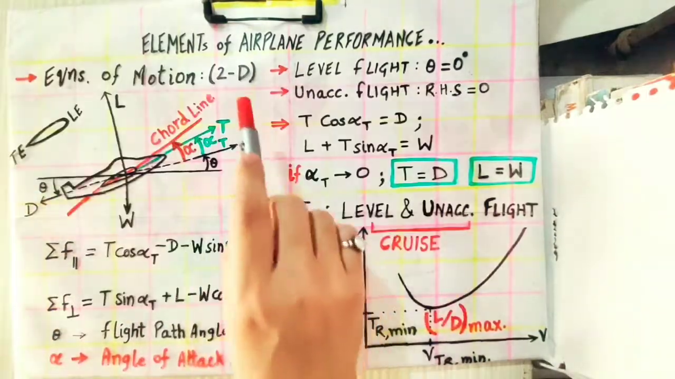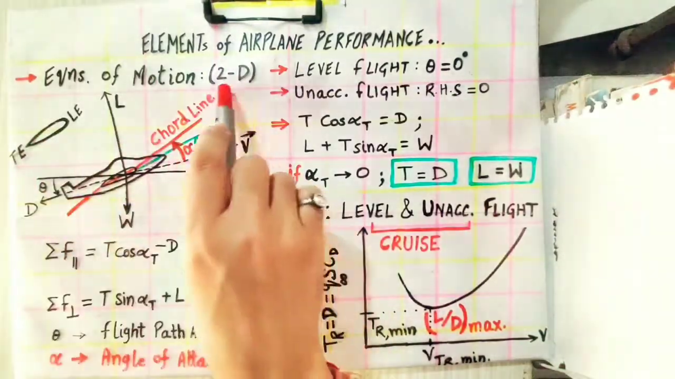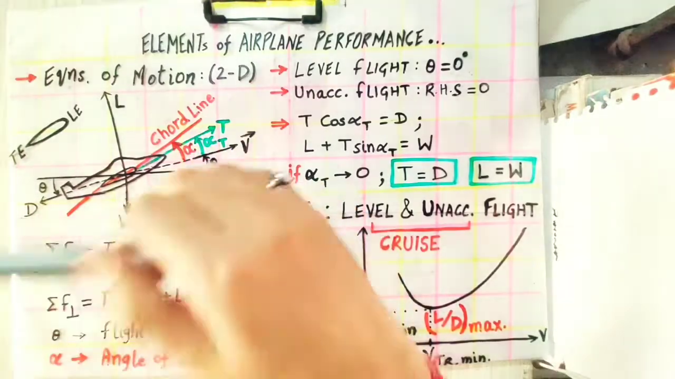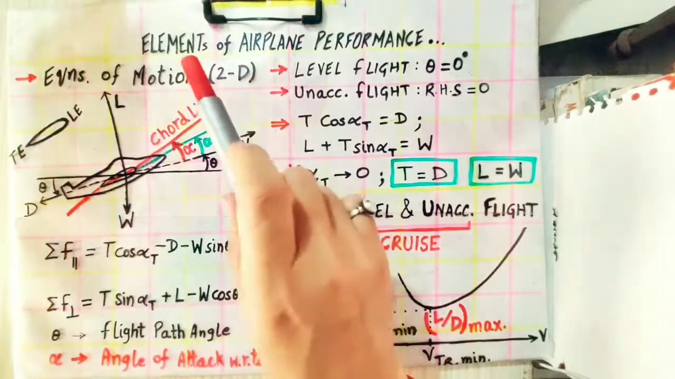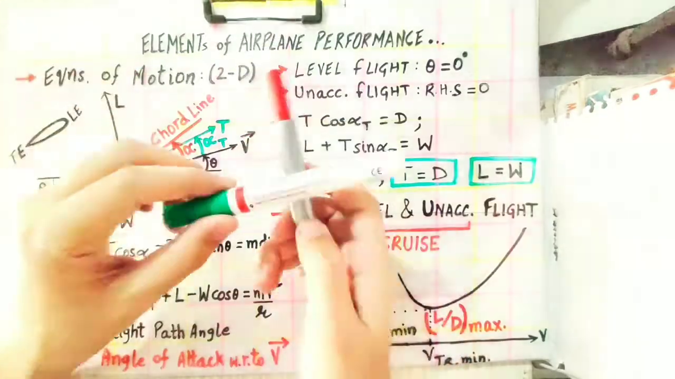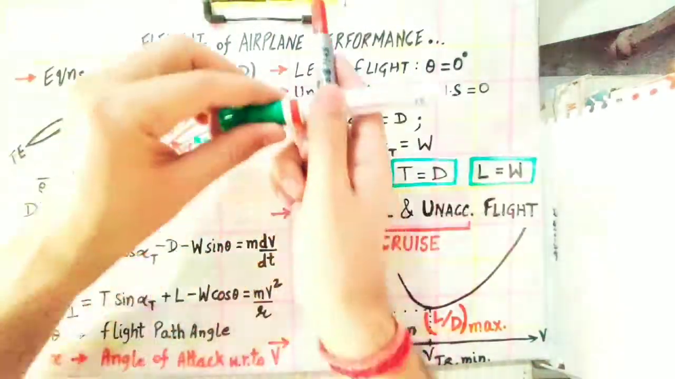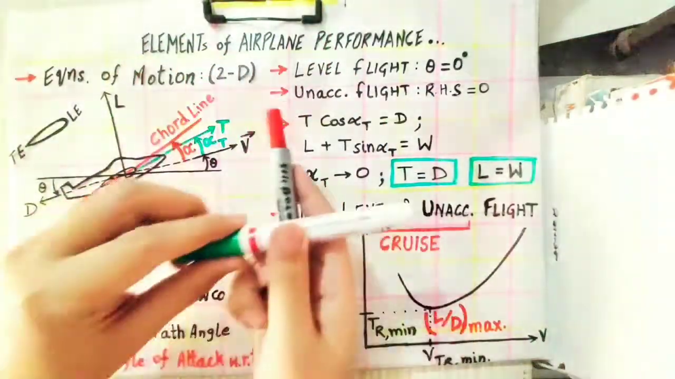And here we see that we are considering the motion of airplane in two-dimensional plane. We are not considering the three-dimensional motion, that is the banking of airplane. Let's say this is an airplane and we are just considering its motion in two-dimensional plane like this. We are not considering vertical motion in the depth of this plane.